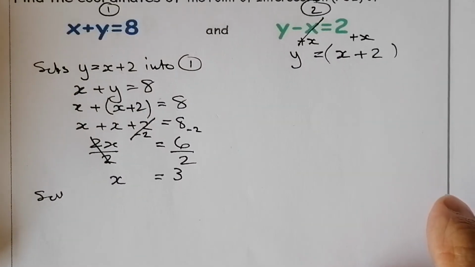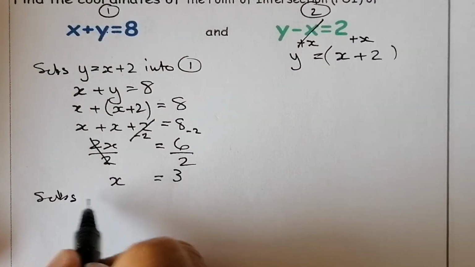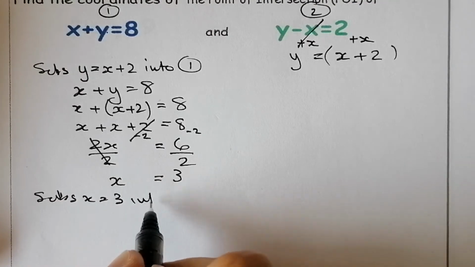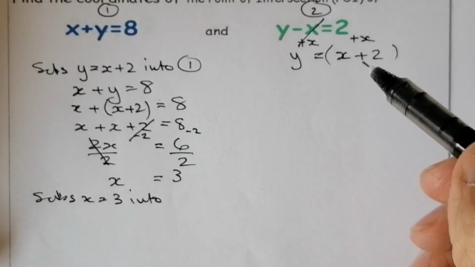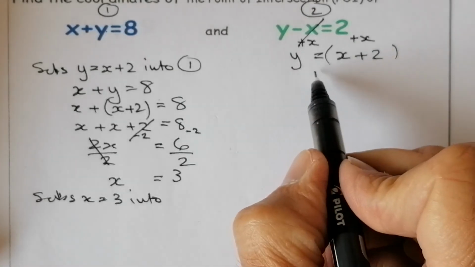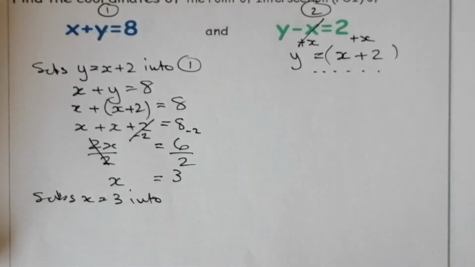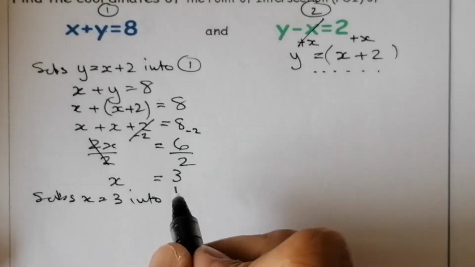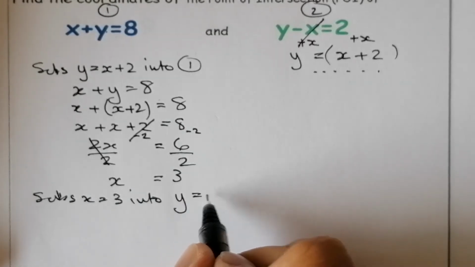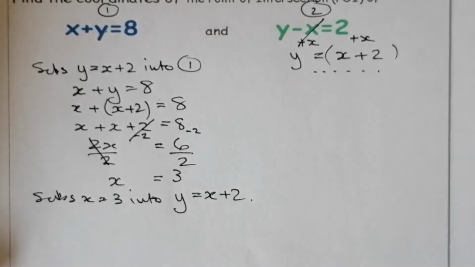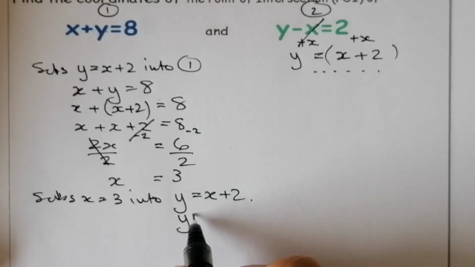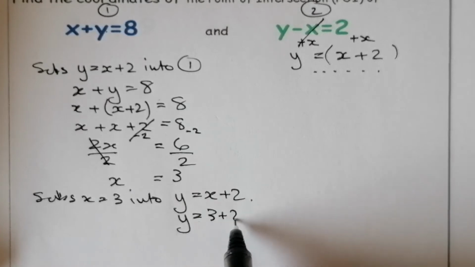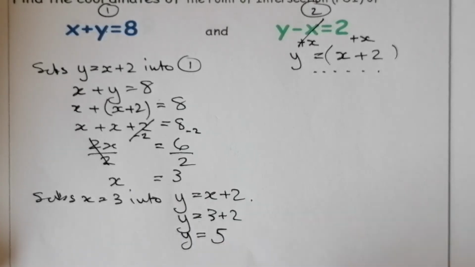So I'm going to substitute the x value, x equals 3, into equation number 2. I'm going to put it into that part that's there. So I'm going to substitute it into y equals x plus 2. Okay, so what we've got is y equals x plus 2. So then y is equal to 3 plus 2. So y is equal to 5.